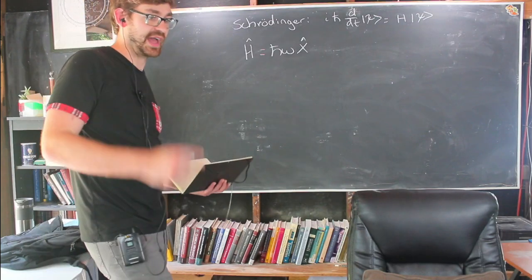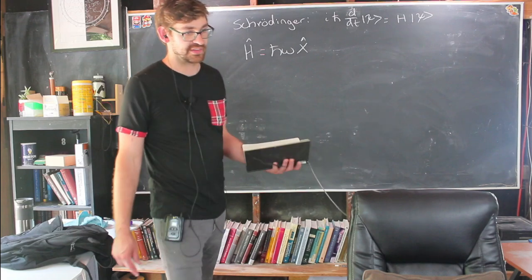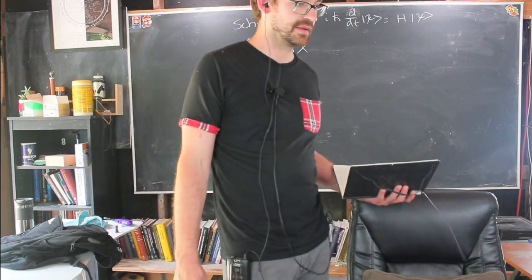So does H commute with X, when h bar and omega are just constants, right?